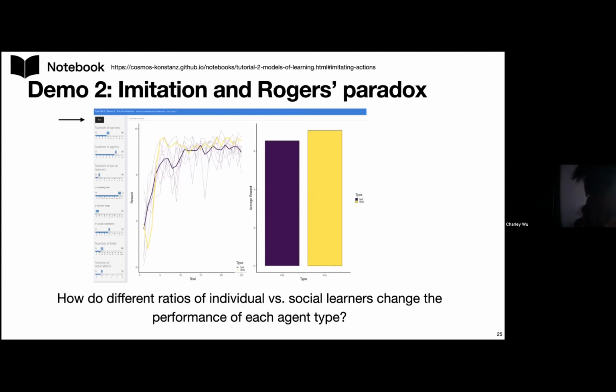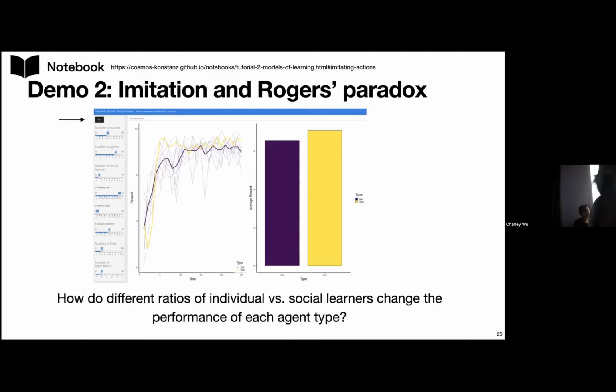You can control the number of options or the total number of agents in the population, and you can also control the number of social learners within that population. You can again control the alpha and beta, but in this case, you can also control the theta value, which is the social conformity parameter. So you can see the impact of that. The number of trials and the number of replications means the number of simulations you can run.